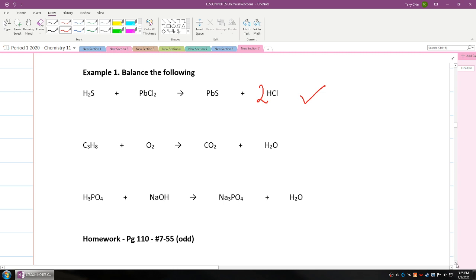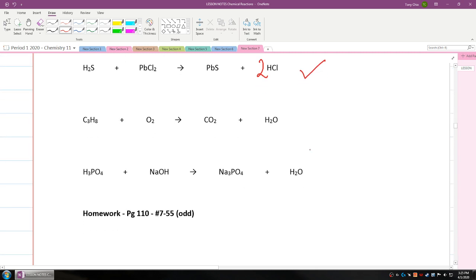If you want to pause the video and try the next 2, you can, but I'm going to move on to the next 2. In this case, let's look at this one. In this question, we have what we used to call a combustion reaction. A combustion reaction is where you have a hydrocarbon, a compound that contains carbon and hydrogen, reacting with oxygen gas. It will give you carbon dioxide and water.